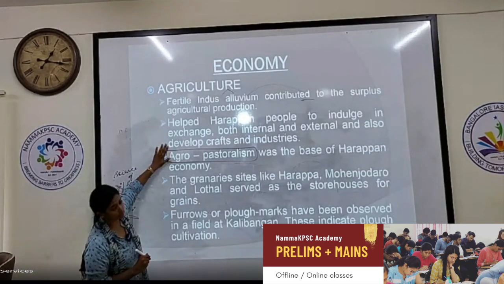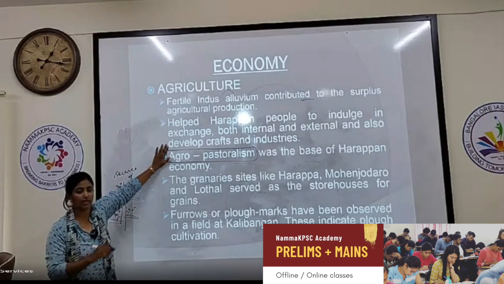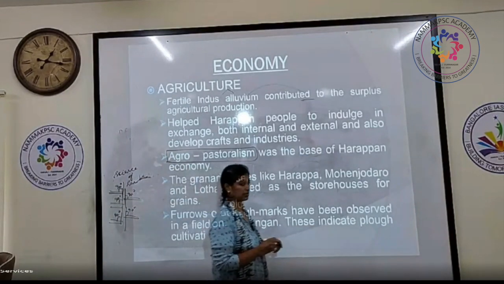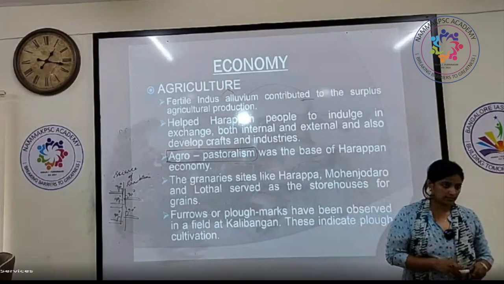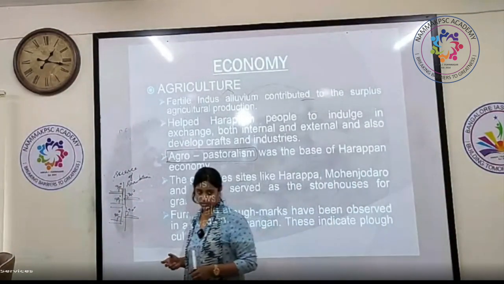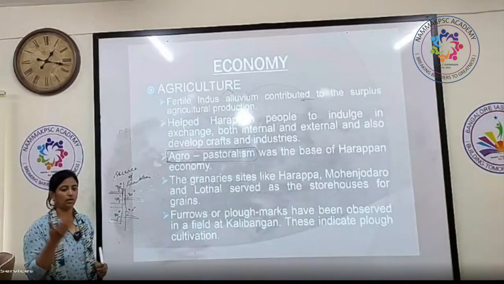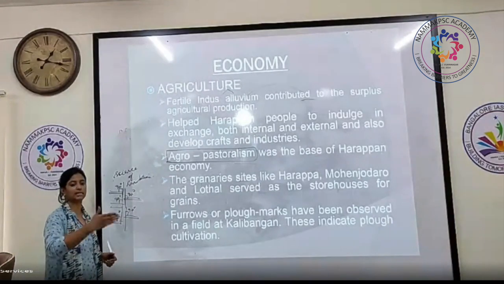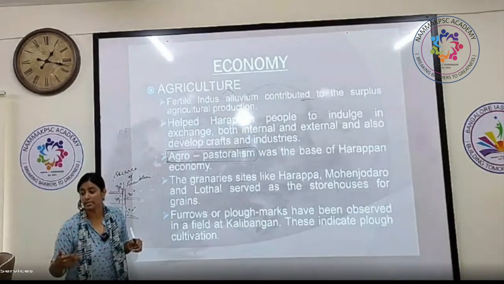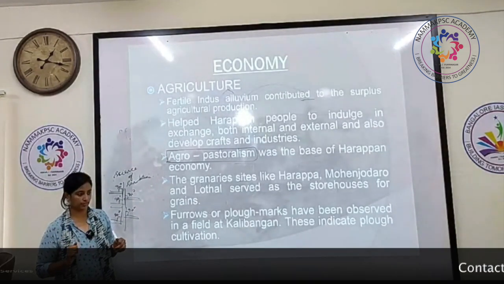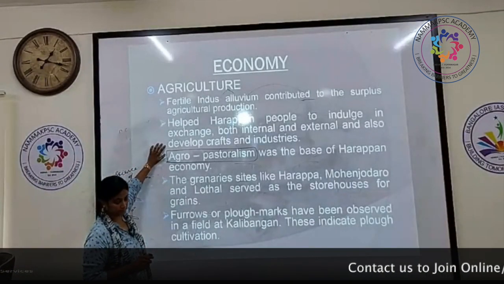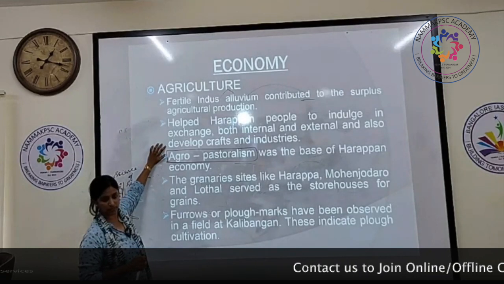It also led to the development of crafts and industries around agriculture. How does agriculture lead to the development of crafts or industries? When there is a surplus of production, there will be people who are free and can indulge in different production or manufacturing activities. And the movement from primary to secondary is natural: how to use the raw materials you already have, or exploit the natural resources available in your region. So the surplus agricultural production led to the development of crafts and industries.